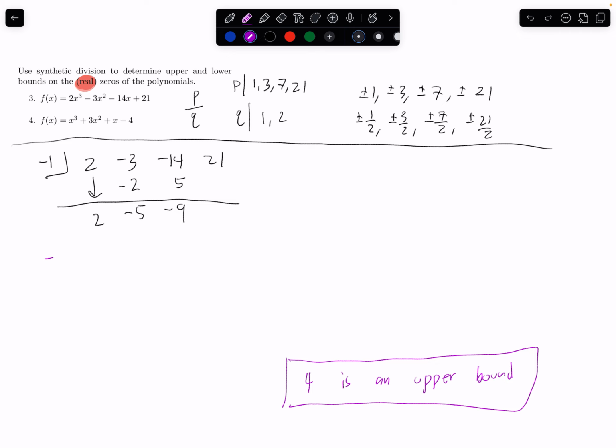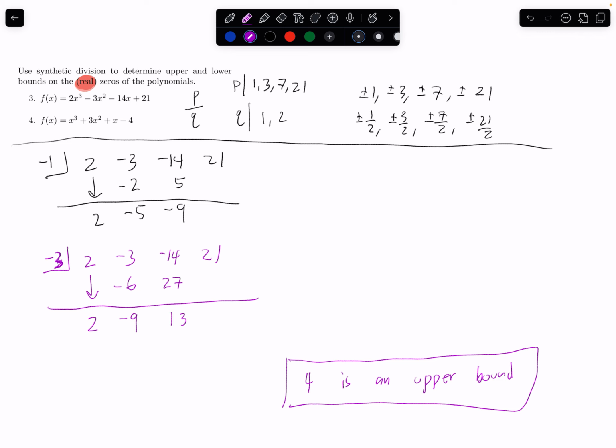Okay, let's see. Let's just go to the next whole number. This is probably not the most efficient way to do it. I take it back. Let's go to -3. And if -3 works, we'll go back to -2 to see if it works. Okay, bring 2 down. 2 times -3 is -6. Add those together, I got -9. -9 times -3 is positive 27. Plus -14 is positive 13, right?